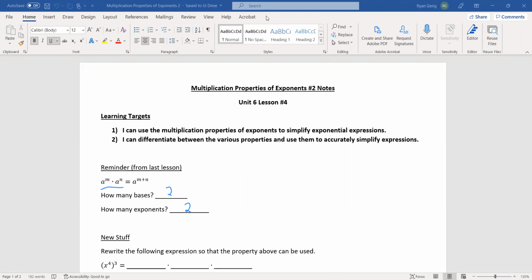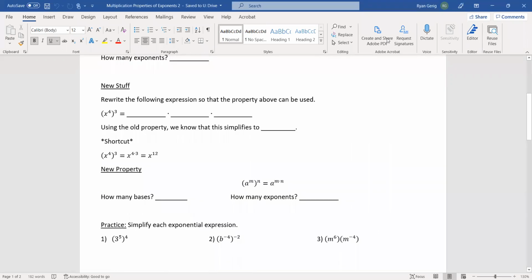The new stuff that we're doing, if I scroll down: x to the 4th to the 3rd power. What that means is x to the 4th times x to the 4th times x to the 4th. Using the old property, we know that this simplifies to, well, we have 3 x's all being multiplied, 4 plus 4 plus 4, x to the 12th. So what's the shortcut? How do I go to x to the 12th without having to write it all out like I did in that step?